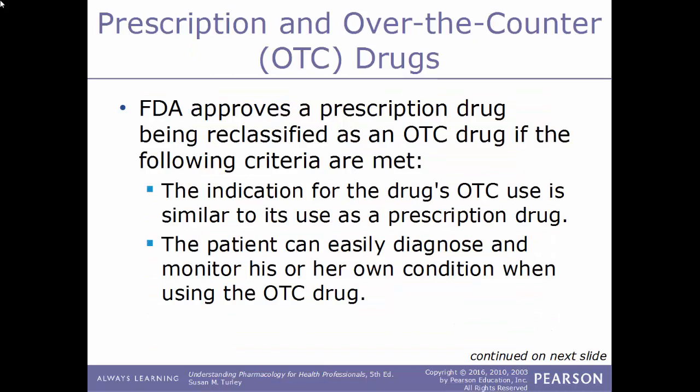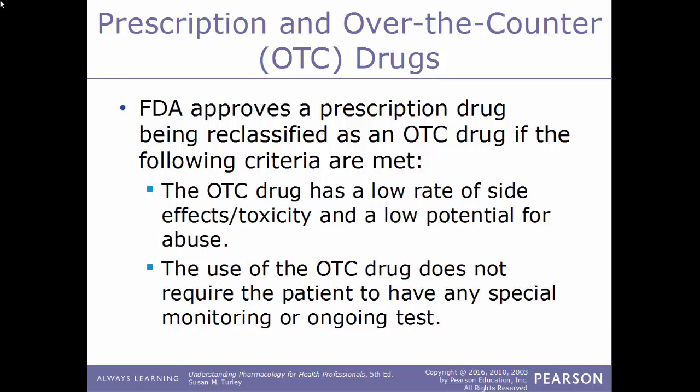Now, the FDA will approve a prescription drug being reclassified as an over-the-counter drug if the following criteria are met. The indication for the drug's over-the-counter use is similar to its use as a prescription drug. The patient can easily diagnose and monitor his or her own condition while using the drug. The over-the-counter drug has a low rate of side effects or toxicity and has a low potential for abuse. And also, the use of the over-the-counter drug does not require the patient to have any special monitoring or ongoing tests. If all four of those are met, a prescription drug may be able to be reclassified as an over-the-counter drug.